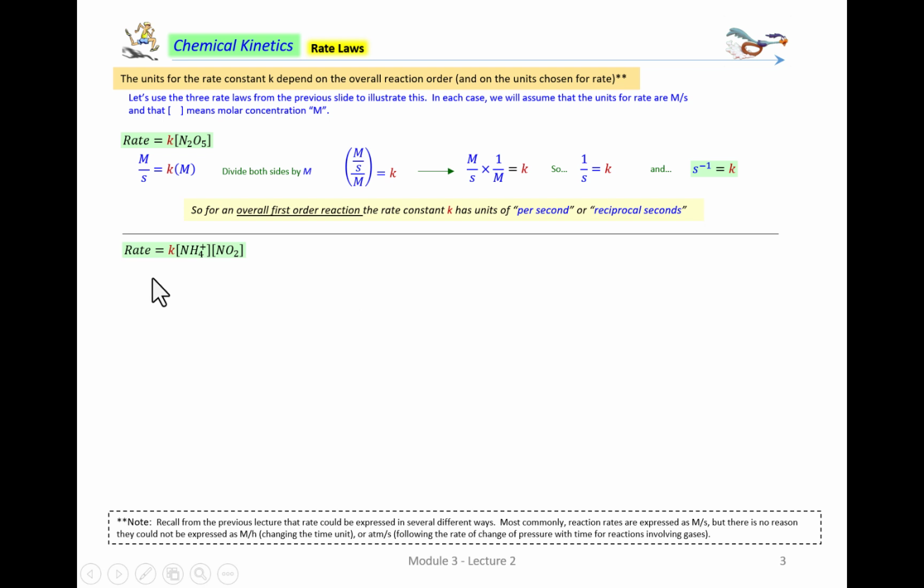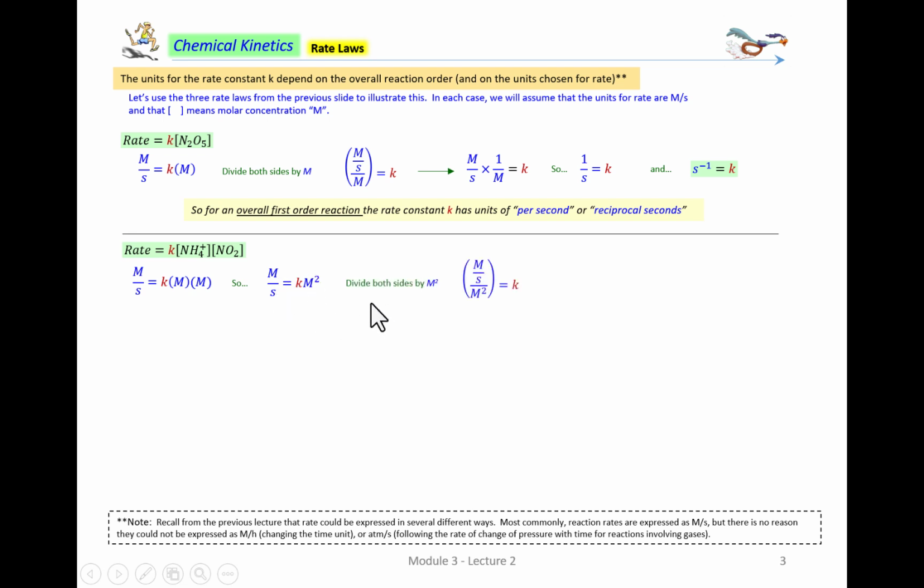For the second reaction on the previous slide, we said the experimentally determined rate law was rate equals K times ammonium ion concentration to the first power times nitrite concentration, I think that should be a minus there, to the first power. And so the units would work out. For example, rate is molar per second. Each of these concentrations are molar concentrations, both raised to the first power. So basically we have molar per second equals K times molar squared.